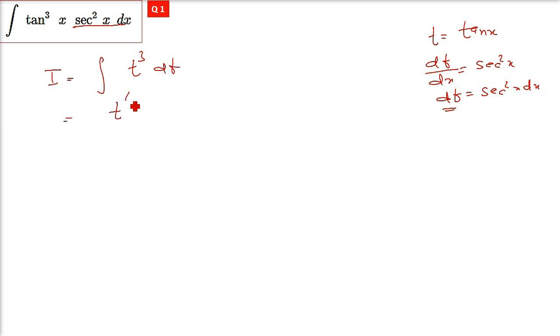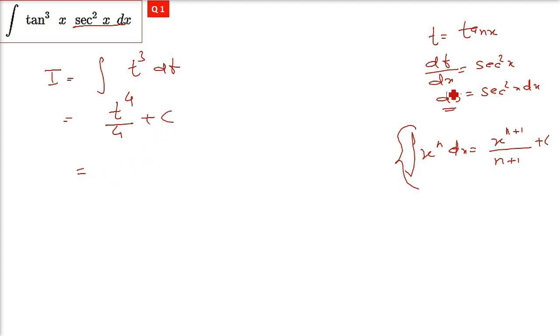So this t cube will be t raised to 3 plus 1 divided by 3 plus 1, that is t raised to 4 by 4. The integration of x raised to n you already know. It's x raised to n plus 1 divided by n plus 1 plus constant of integration. This is the final result of integration of x raised to n, which we are going to use here and in most of this exercise. Then we add the constant of integration.